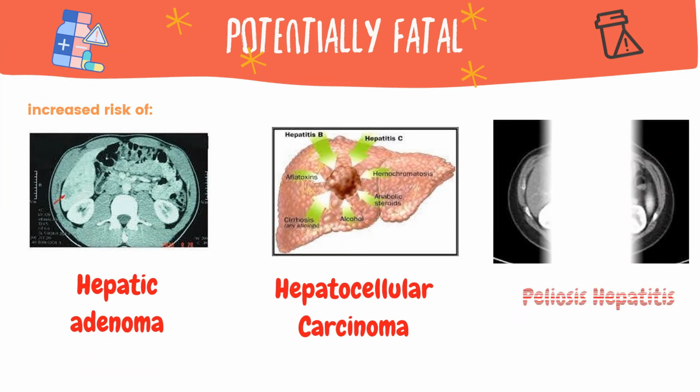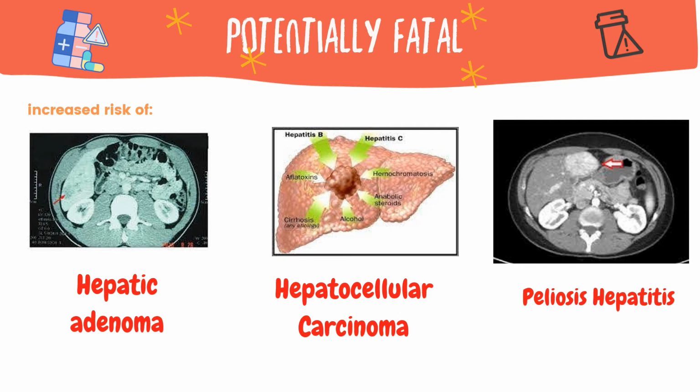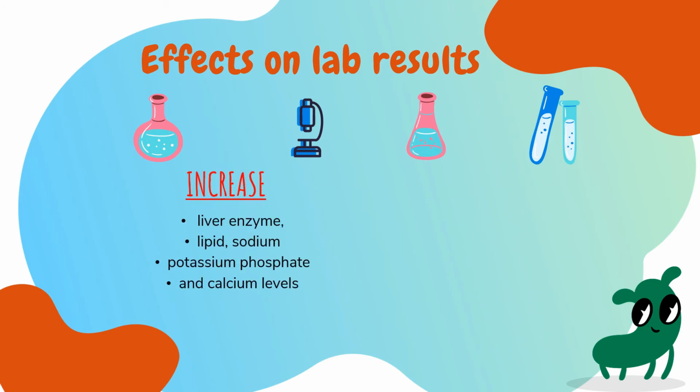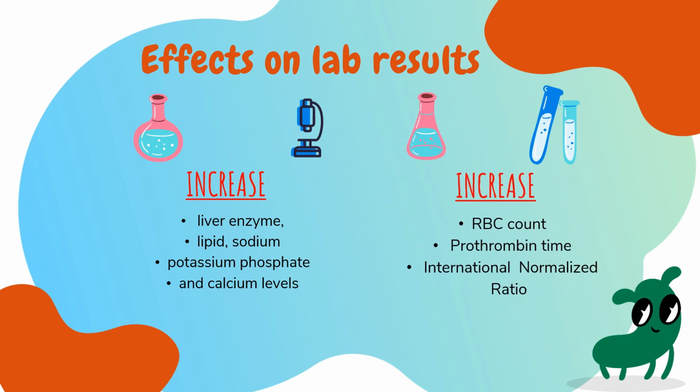There can also be potentially fatal effects. The increased risk of hepatic adenoma, hepatocellular carcinoma, and cholestatic hepatitis. Side effects and adverse effects can also be shown in the laboratory results. I may increase liver enzyme, lipid, sodium, potassium, phosphate, and calcium levels. I may also increase RBC count, prothrombin time, and international normalized ratio.